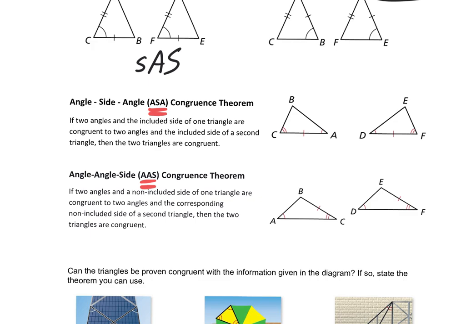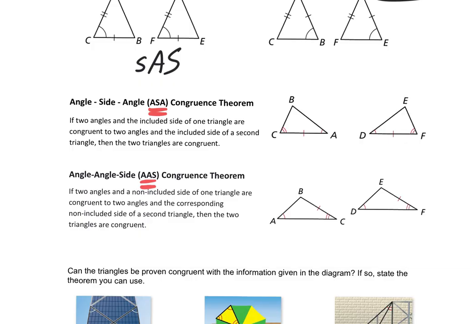Okay, if it's angle, angle, side, notice where the side is. The side is not between the two angles. The side could be this side, it could also be AB here as well. Maybe I know AB and DE are congruent. Either one of those would be fine. Okay, so as I look at that, those are my last two theorems.